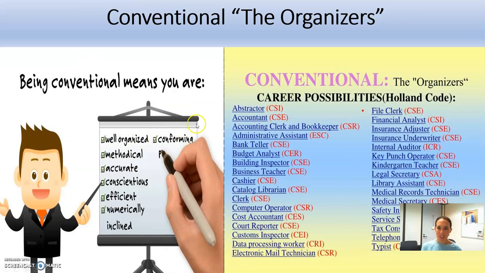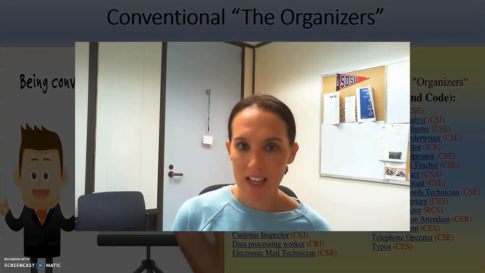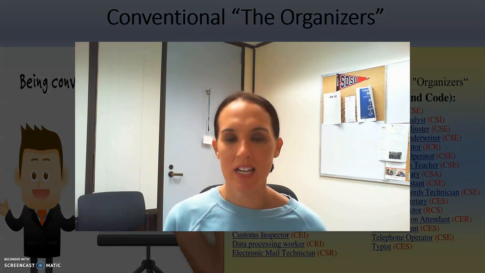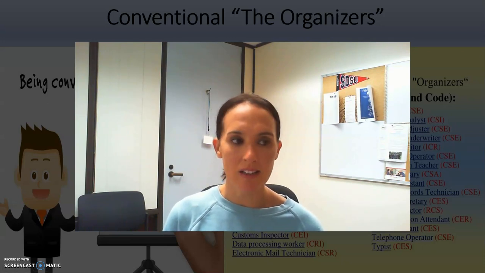Last area is conventional, known as the organizers. These people are known as the organizers. Look at some of the careers within that: accountant, a computer operator, data processing worker, a tax consultant, a legal secretary. These people have the knack for attention to detail. They might love organizing information. They might be really good at it. An accountant might be really great with numbers and small attention to detail.